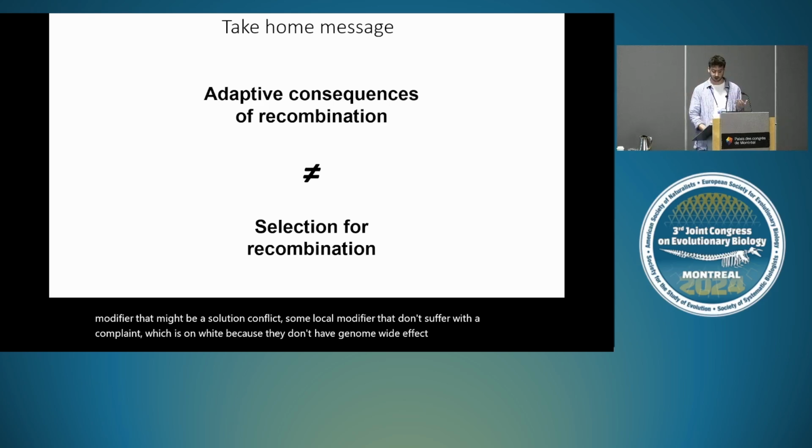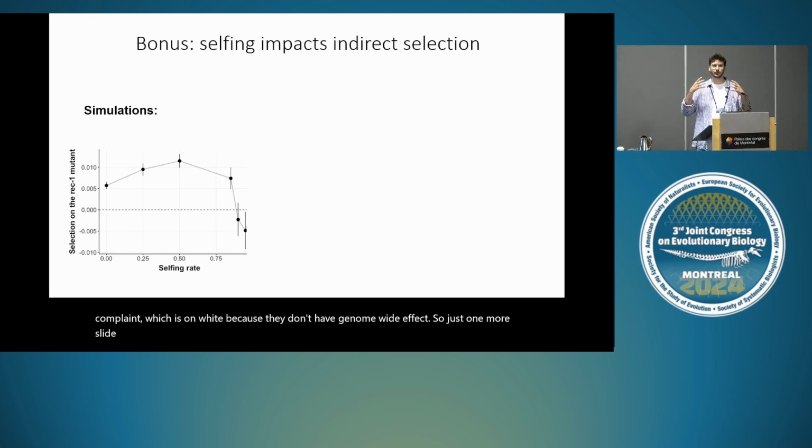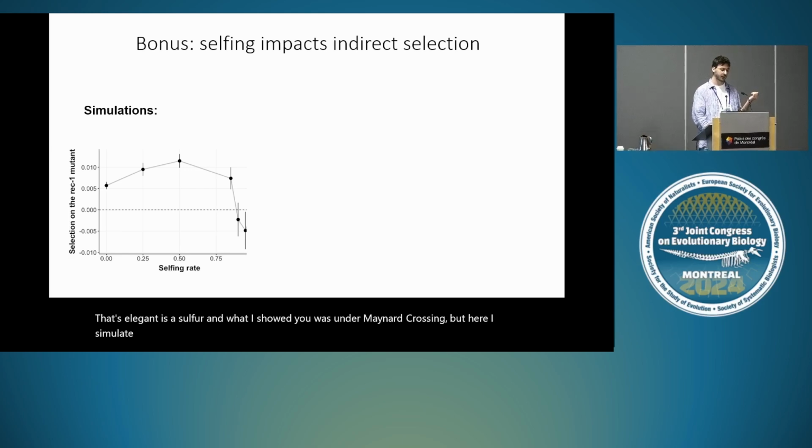So just one more slide to show you that the pattern we observe with indirect selection is sometimes really unintuitive. You know that C. elegans is selfing, and what I showed you was under male-female crossing. But here I simulate that if we increase the selfing rate, we can look at the selection on the REC1 mutant, and we see that for a very high selfing rate, the REC1 mutant is selected against.